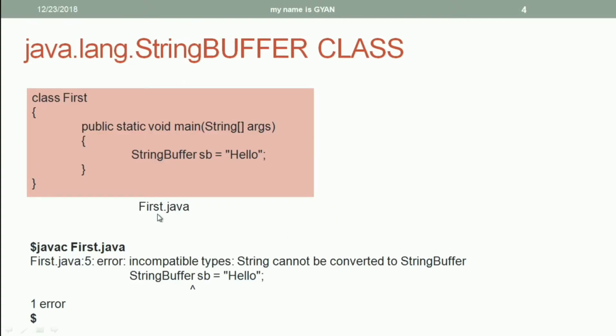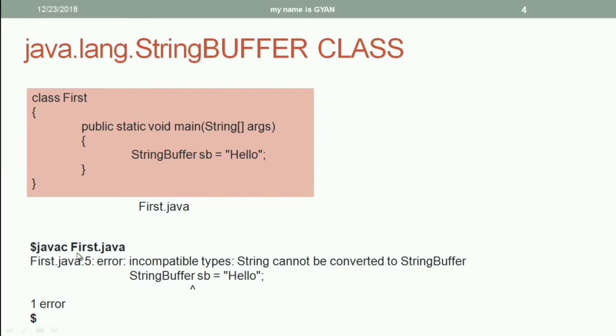Here we have the java file First.java. In First.java we have the class First. In the class First we have the method main. In the method main we are creating a reference variable of type StringBuffer and we are trying to store the reference of a string literal into the reference variable of type StringBuffer. We cannot do that, because we know that whenever we use a string literal in a program, a String object gets created in the SCP, and the reference to that object we are trying to store in a reference variable of type StringBuffer. That is not allowed. We cannot store a reference to a String object into a reference variable of type StringBuffer.